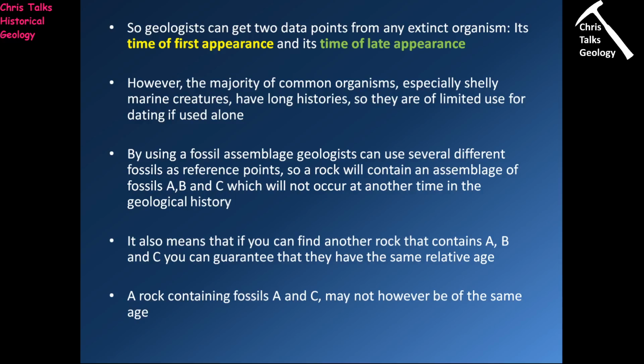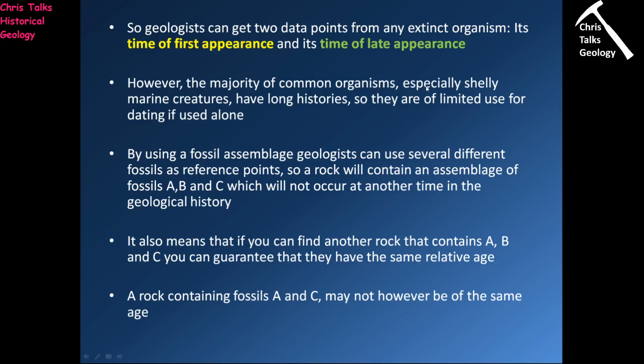So for every fossil, geologists get 2 data points. The first data point we get for a fossil is its time of first appearance, so when it first appears in the geologic record. And obviously we also get its time of last appearance, the last time it's seen in the geologic record.